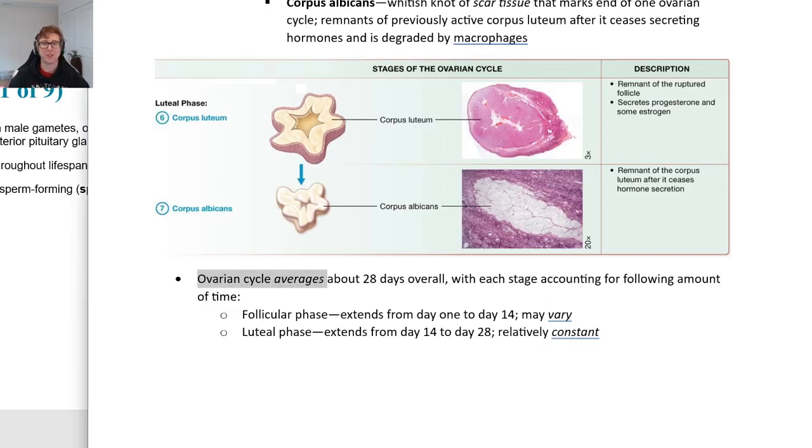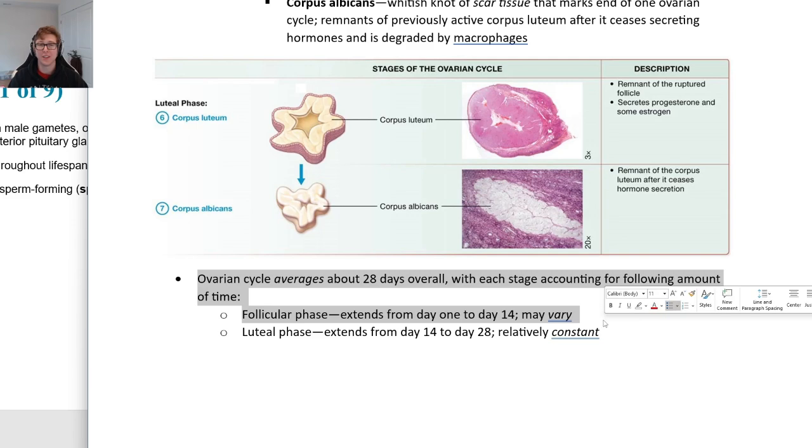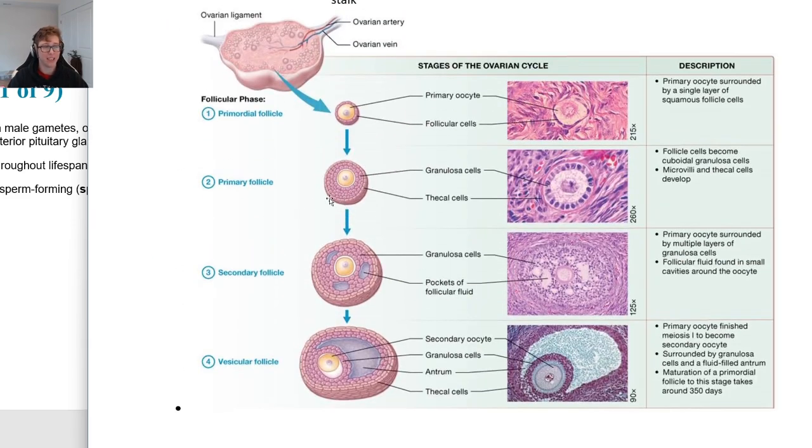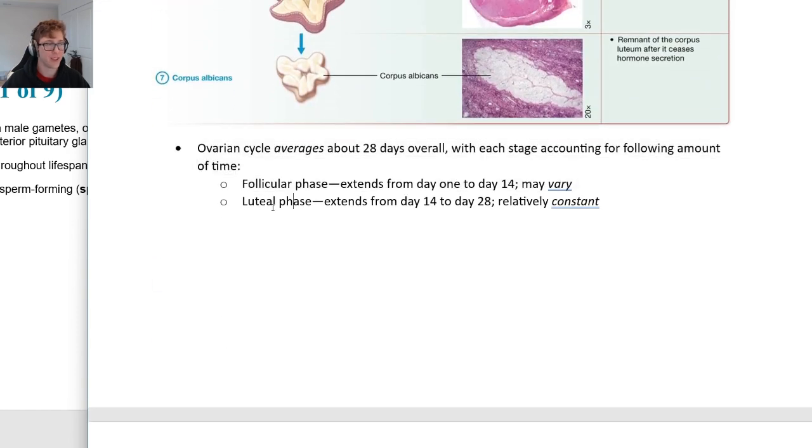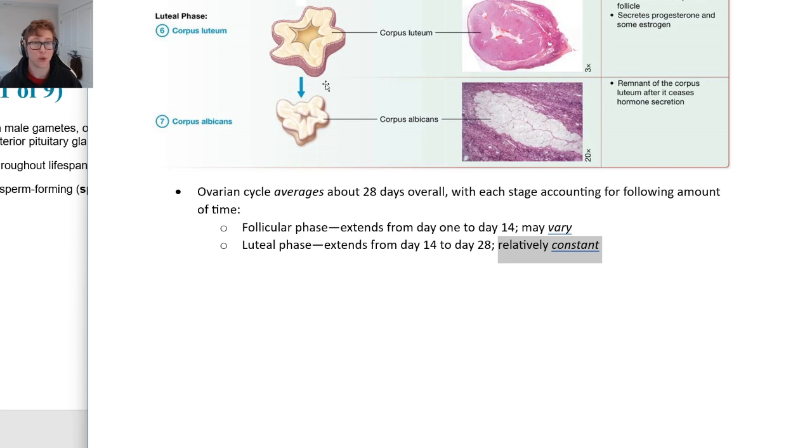The ovarian cycle averages about 28 days overall, with each stage accounting for some amount of time. The follicular phase, where we're taking these follicles that were arrested and ready to be selected to move forward to actually produce and have that oocyte ejected out of the ovary, takes about 14 days. The luteal phase is days 14 through 28. That's relatively constant, mostly because of the corpus luteum secreting a certain level of estrogen and progesterone, as the body is trying to prepare to either get pregnant or, if not pregnant, start the cycle all over again.